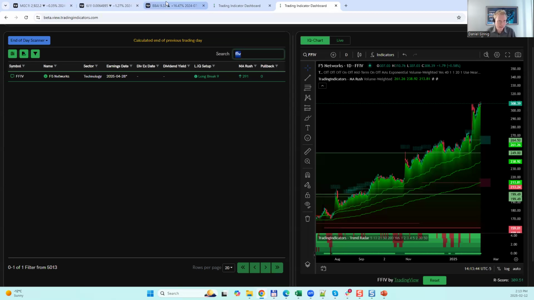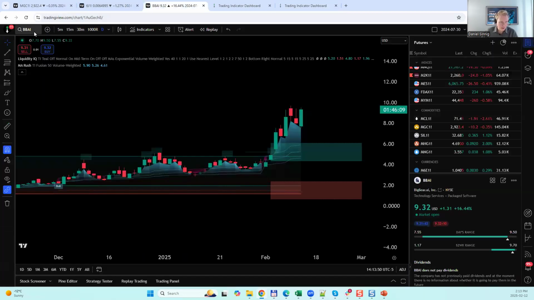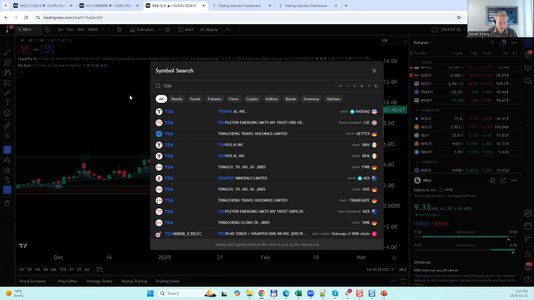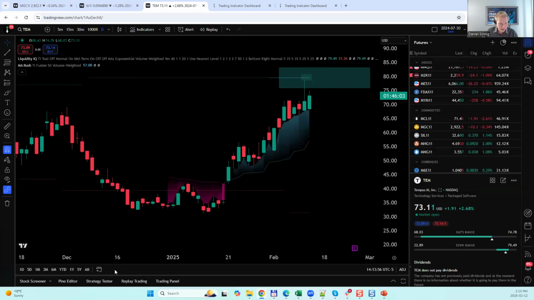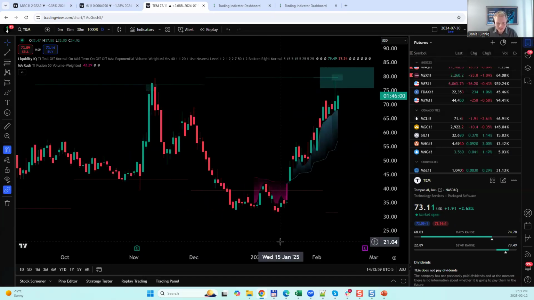Perfect. Okay, and then if you can take some more symbols, Daniel, this one's going to be over on TradingView itself. I think it's long-term. It's TEM, another AI company. TEM, Tempest AI. There we go. Okay, so, look at this.